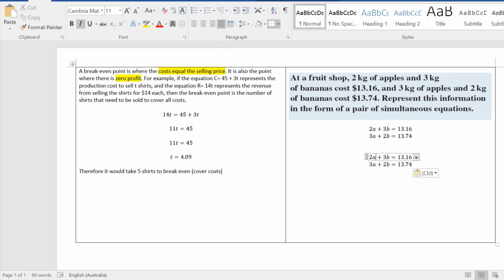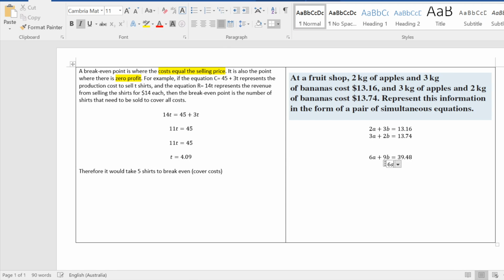Let's eliminate the A's. We want to get them to 6. If we wanted to eliminate B's, we need to get them to 6 as well. So to turn this into 6, we need to times it by 3 to get 6A. This would give us 9B. Now, we then have to take this and times it by 3. That's going to give you $39.48. Just checking. Yep, $39.48. The bottom one we need to multiply it by a scale factor of 2.